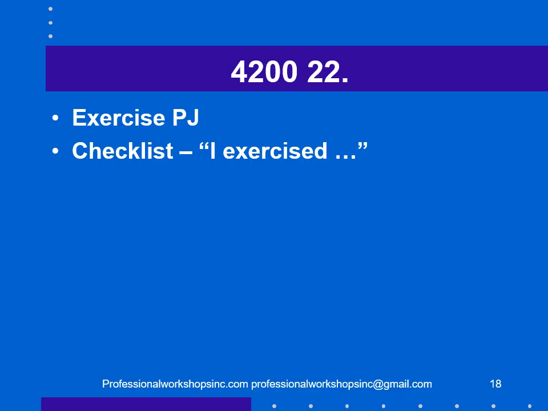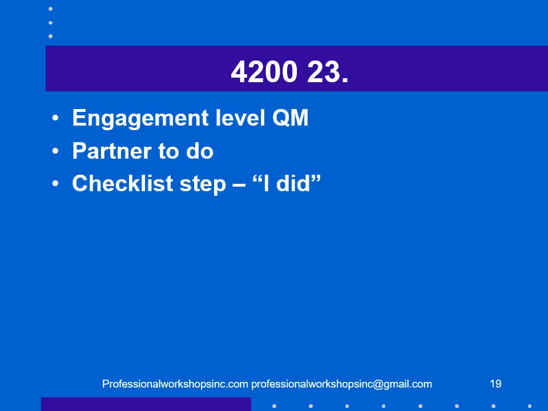You are to exercise professional judgment, so have a checklist step that says, I exercised professional judgment. Engagement level quality management, the partner is to do that, so I think we need a checklist step saying I was responsible for engagement level quality management. Doesn't mean much, but we can say it. Don't have to do much.